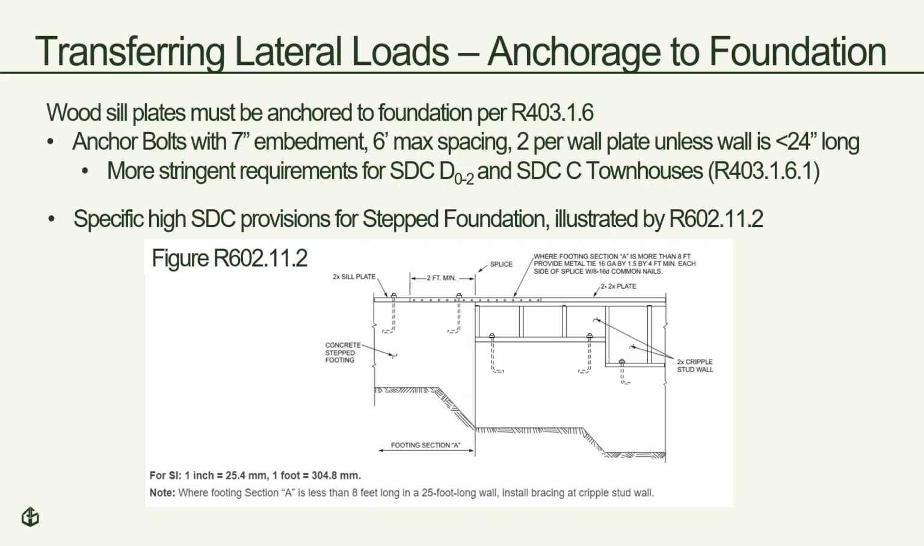Once the load reaches the foundation, the connection between the wood framing and the foundation must be provided. Generally, the code requires this to be achieved by providing anchor bolts that are spaced no more than 6 foot on center and are embedded 7 inches minimum into the concrete. Like many provisions for resisting lateral loads, the code has more stringent requirements for buildings in higher seismic design categories, so it's important to look for such requirements.